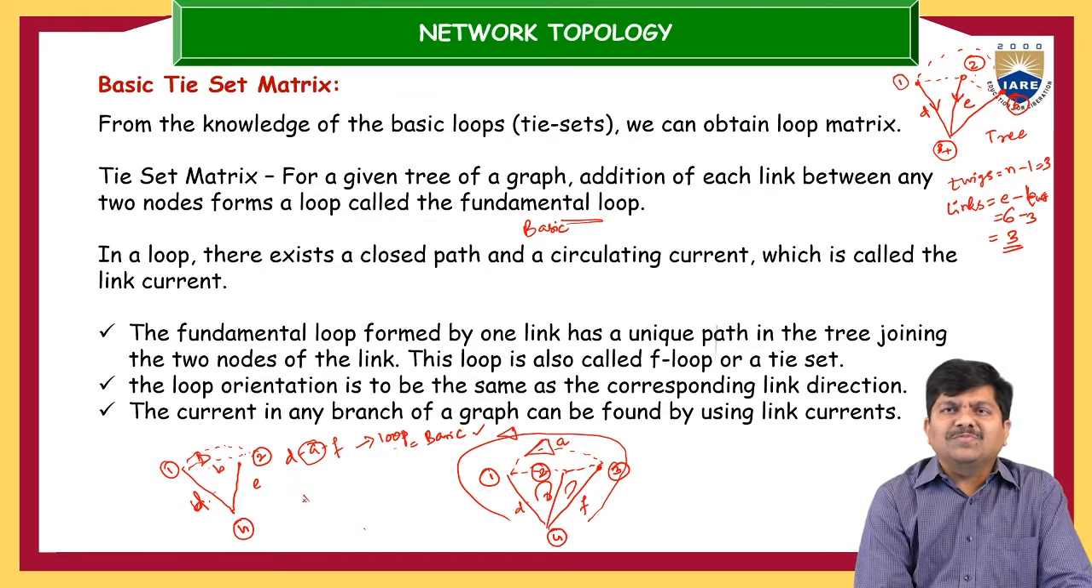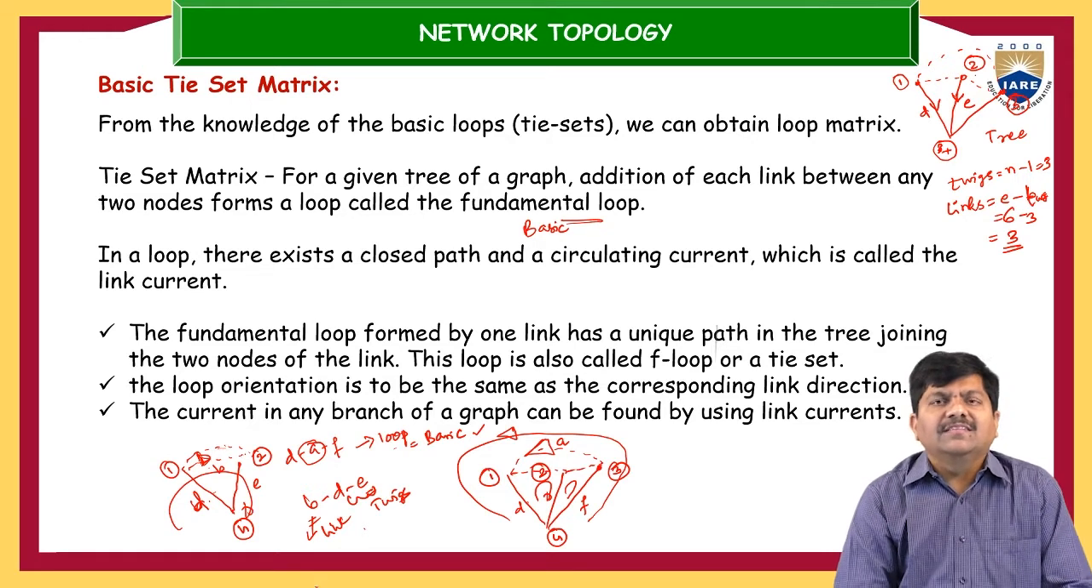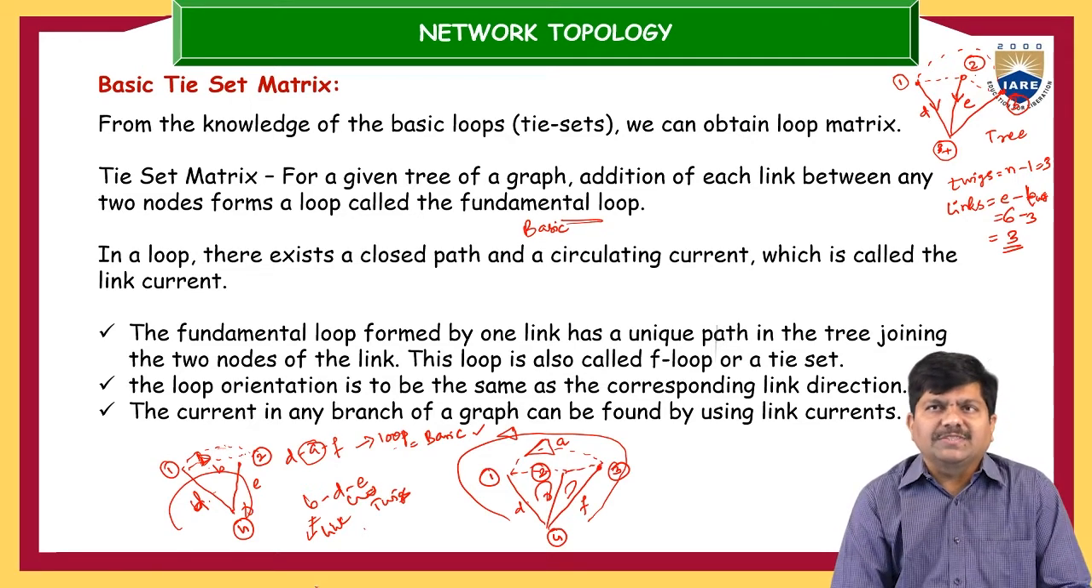Now if you examine here B, D and E: B is the link, and D and E are the twigs. Then definitely this would be a basic loop. And what about the orientation of this basic loop? The orientation of the basic loop is in the same direction as that of B. If the direction of B is from 1 to 2, then the basic loop direction is also in the same direction. This is what the basic loop concept is.